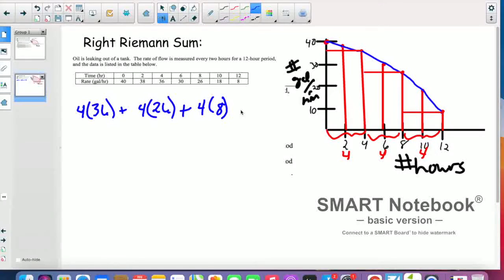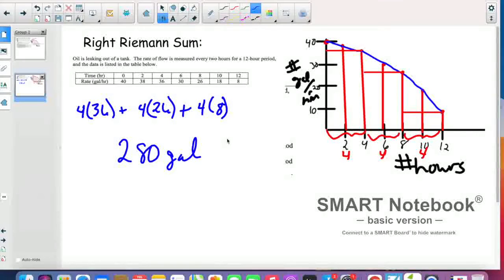I'm going to plug that into my calculator. And my estimate would be 280. And again, for my unit of measure, gallons per hour times hours would be gallons. So it's losing 280 gallons over the first 12 hours. And you can see there's quite a difference between 3 subintervals and 6 subintervals. You're going to notice even more differences between the midpoint rule and the trapezoid rule.